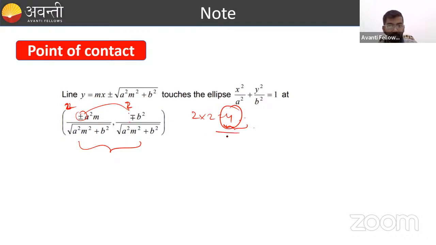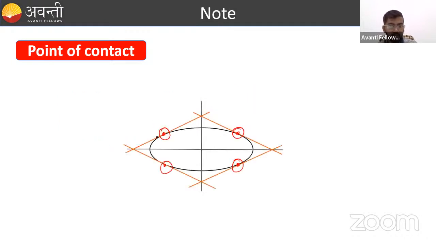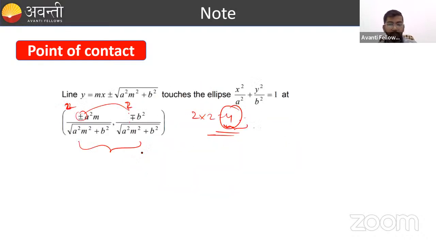Which points are represented by this? Here you can see, this is 1, this is 2, this is 3, this is 4. So all these points are represented by this thing. That is why this is very important to remember. You guys should remember this. Make sure to remember this point of contact. It will be useful in questions. You can directly use the formula and find out the answers.